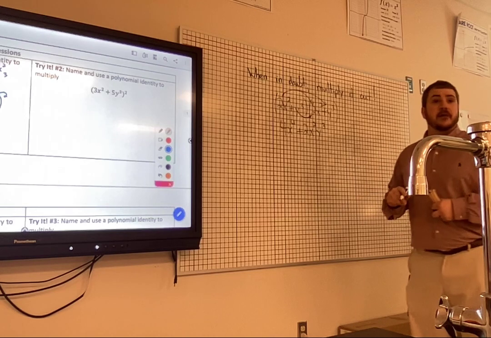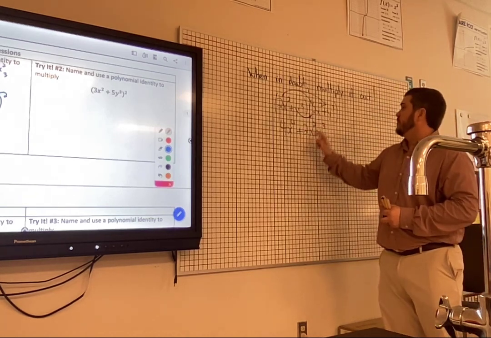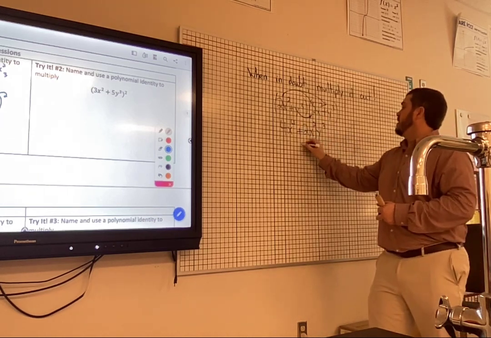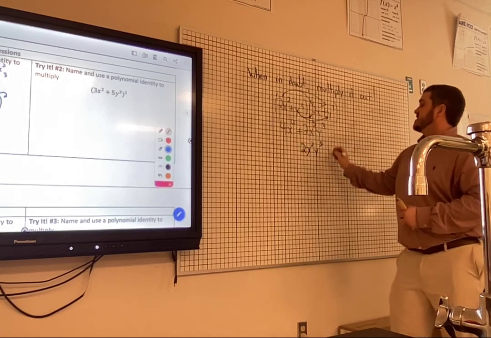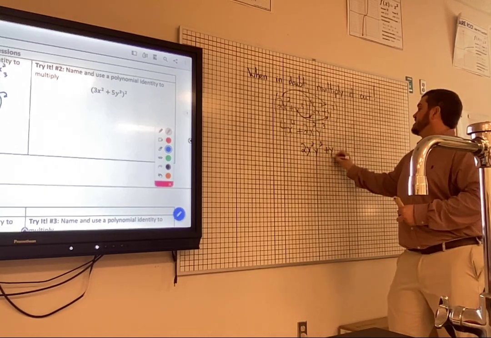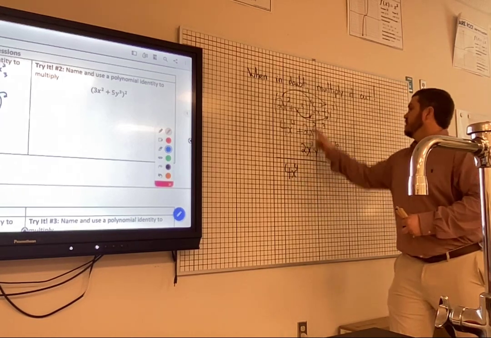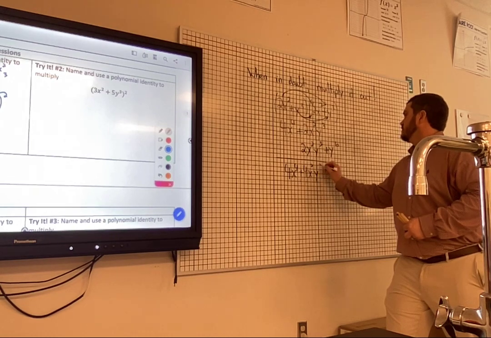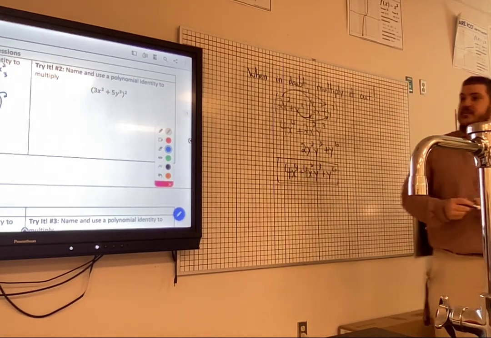If you think the distributive property is easy, I'm not going to force you to use those. I just want to show them to you because that's what you're supposed to see in here. y to the 3rd times 2x squared is 2x squared y to the 3rd. And then y to the 3rd times y to the 3rd is y to the 6th. Add those. You get to the same exact place.